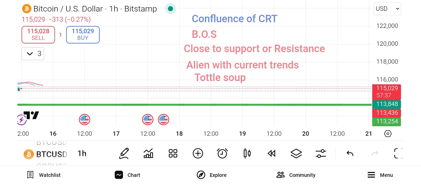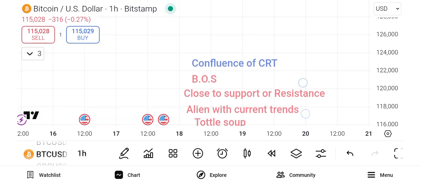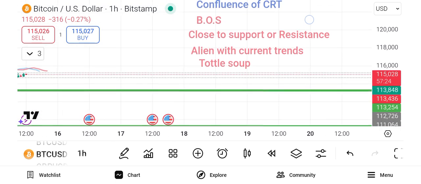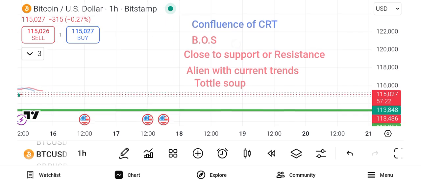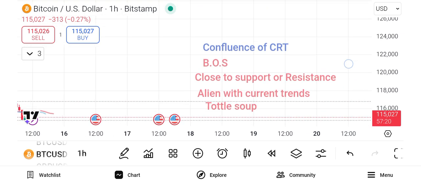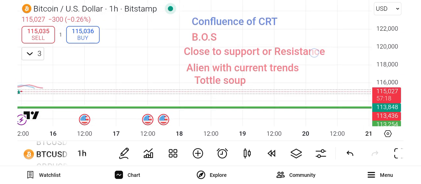Very, very easy. So the last one is turtle soup. There must be a turtle soup. What I mean by turtle soup, I will show you everything clearly on this chart. All these things I wrote here, I will show you guys all of them on the chart. You confirm it and you see what happens after.